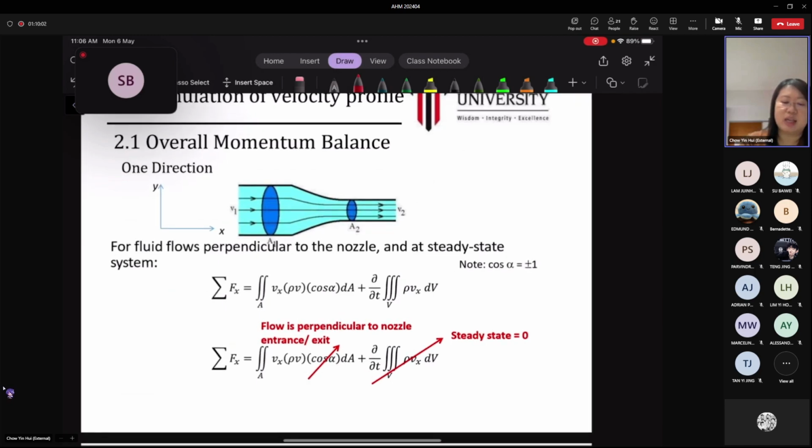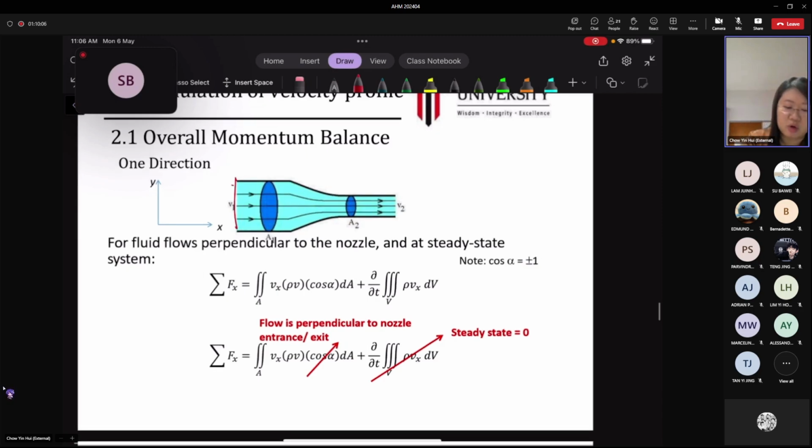Let's look at this again, just a quick one. When we talk about the macroscopic level, we look at this whole control volume here, for a fluid flow through a channel that changes in area. If the flow through this nozzle in the x direction occurs at steady state, as mentioned just now, the rate of accumulation of momentum term will be equal to zero.